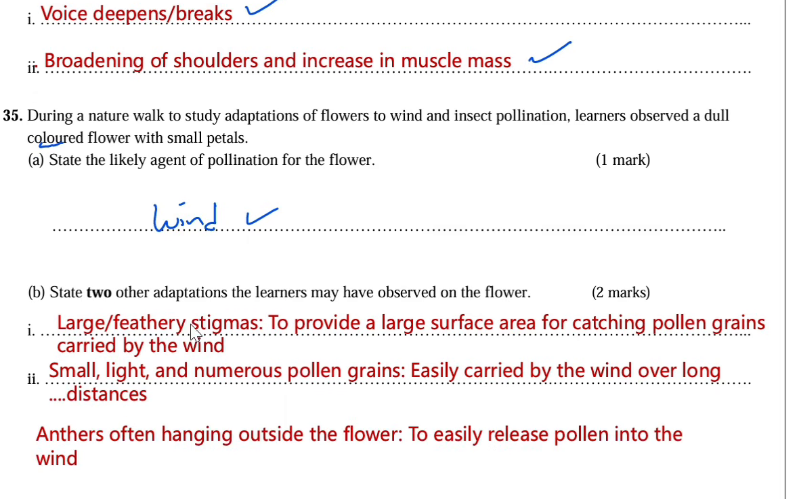State 2 adaptations the learners may have observed on the flower. Apart from being dull, you have some other characteristics. For example, Roman 1, they have large feathery stigmas, to provide a large surface area for catching pollen grains carried by wind. Roman 2, they have small, light, and numerous pollen grains, to be easily carried by the wind over long distances. Finally, the anthers often hang outside the flower, to easily release pollen into the wind. Those are the other characteristics of wind pollinated flowers.